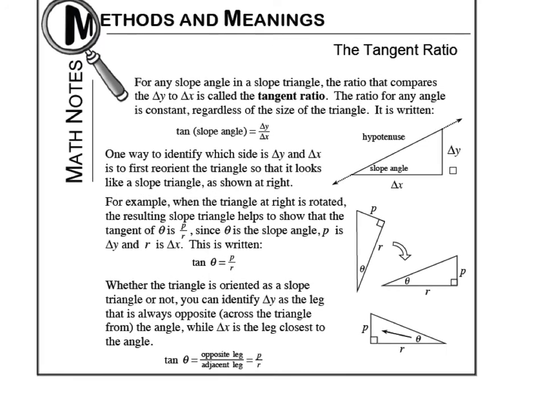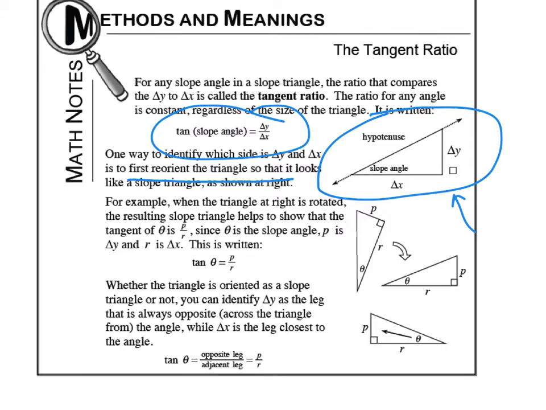So I kind of skipped ahead 2 slides, and we'll go back and practice here in a little bit. But it says for any slope angle in a slope triangle, the ratio that compares the change in y to the change in x is called the tangent ratio. So this deal right here and this picture right here are things that should be written down somewhere safe and secure. One way to identify which side is the change in y and which side is the change in x is to reorient the triangle so that it looks like a slope triangle, like this. That's why we practice reorienting our triangles.